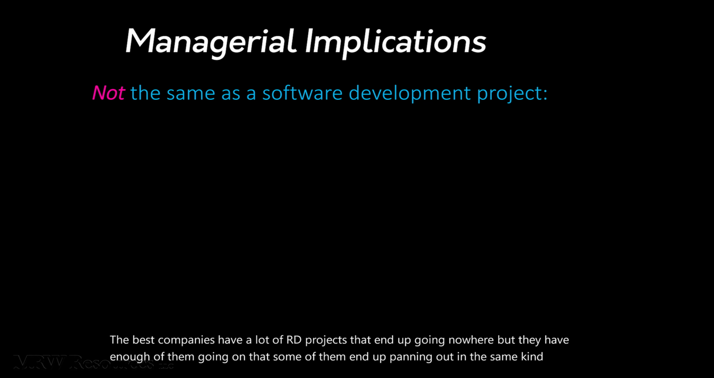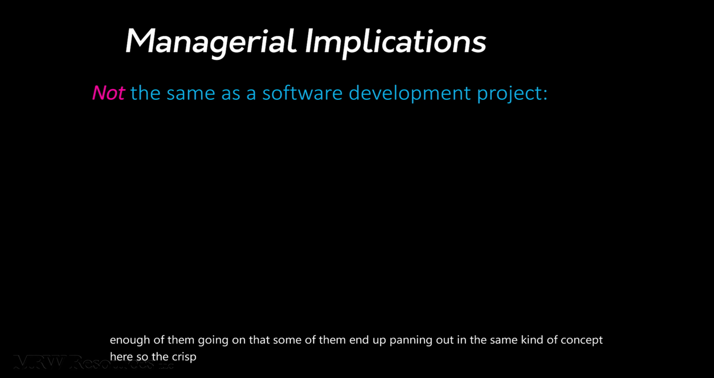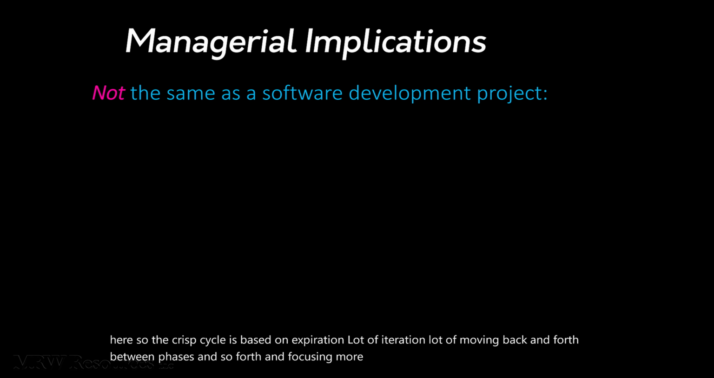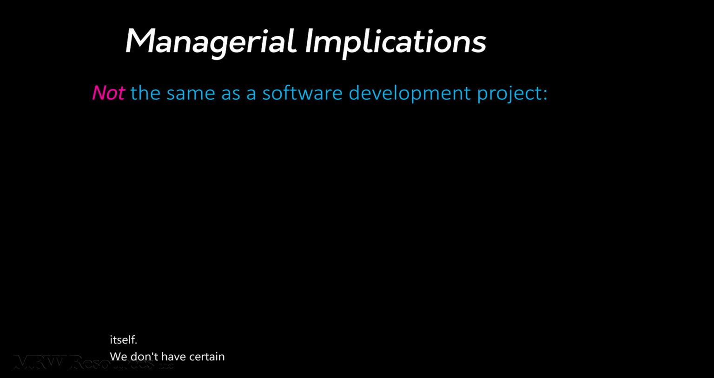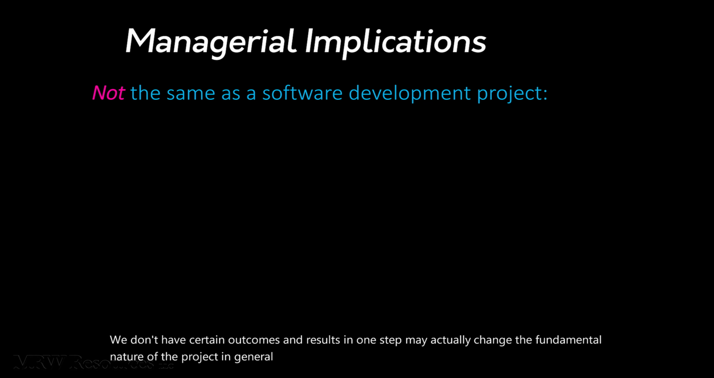So the CRISP cycle is based on exploration, a lot of iteration, a lot of moving back and forth between phases and so forth, and focusing more on strategy than on the software design itself. We don't have certain outcomes, and results in one step may actually change the fundamental nature of the project in general and have you kind of reformulate the problem from scratch.